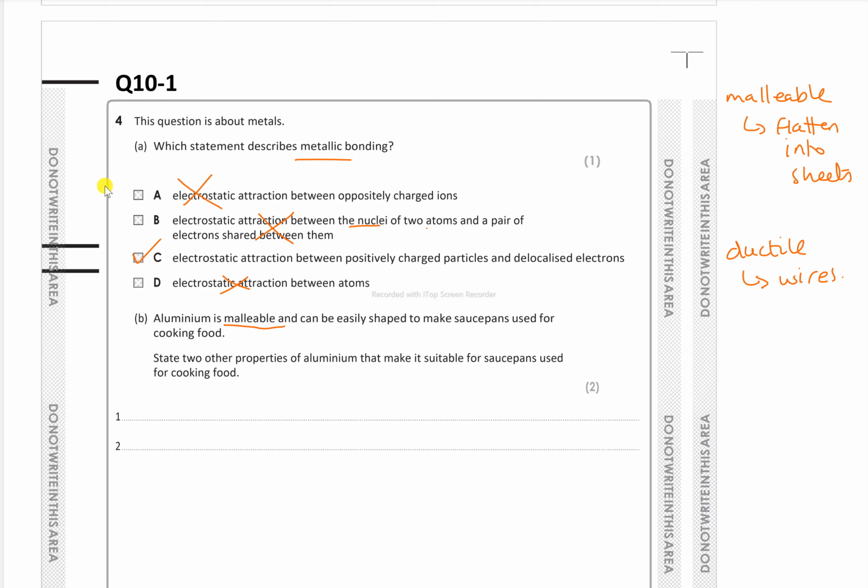Right, and the answer is, why is that the case? Why can you do that? Is because the layers of ions can slide past each other when a force is applied. That's the reason, but they're not asking that. It can easily be shaped so it's malleable. What are the two properties of aluminium that make it suitable for saucepans? Right, it's a good conductor of heat.